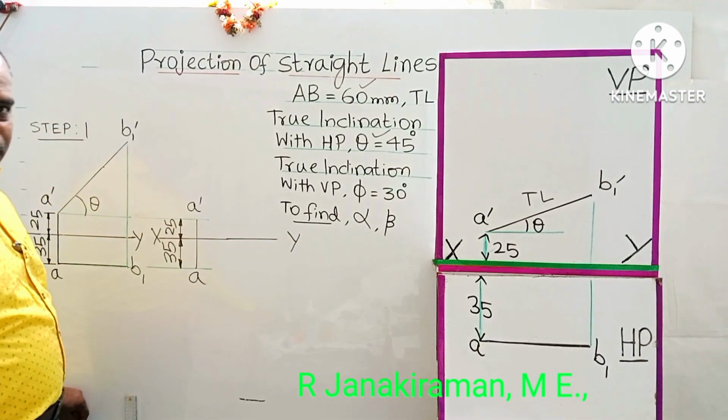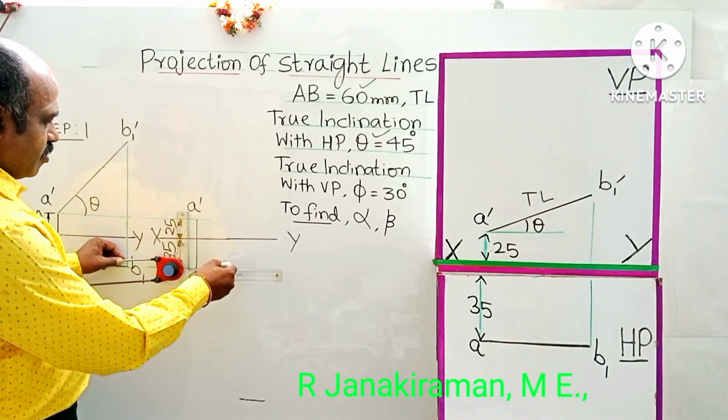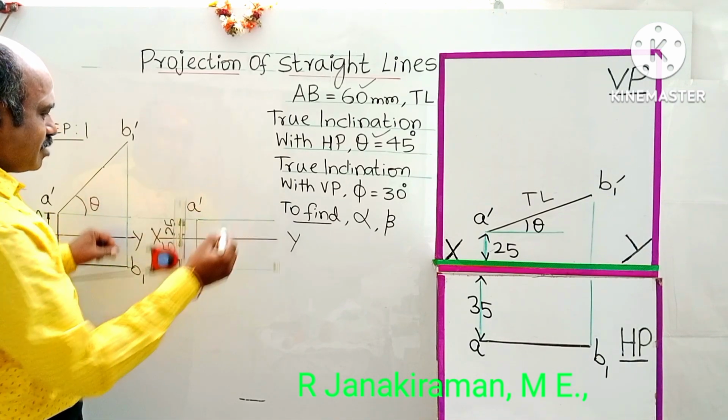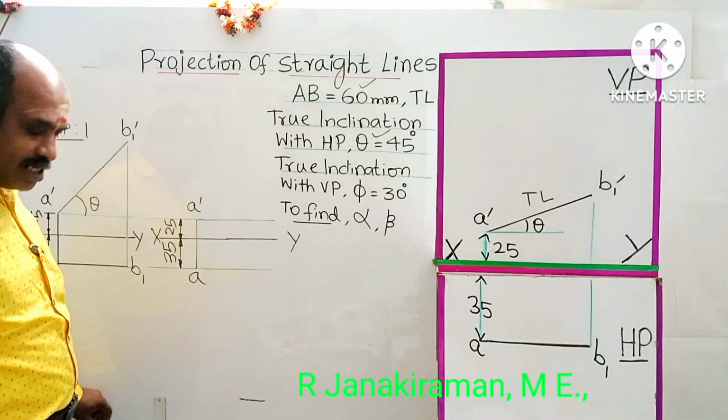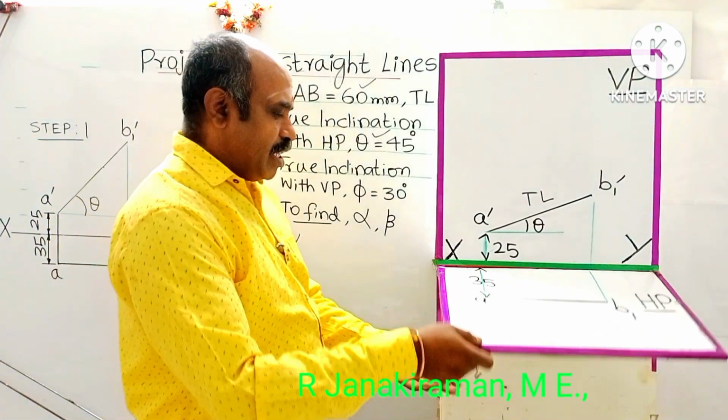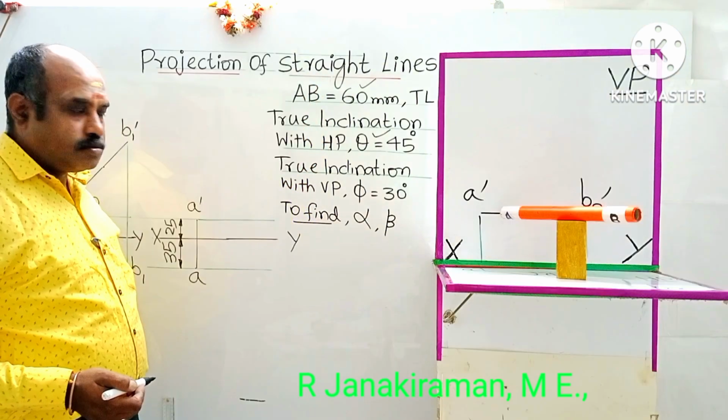So draw a locus line passing through point A and another locus line passing through A dash. The locus line is drawn using a 2H pencil. Next, now the line is assumed to be inclined to VP alone.